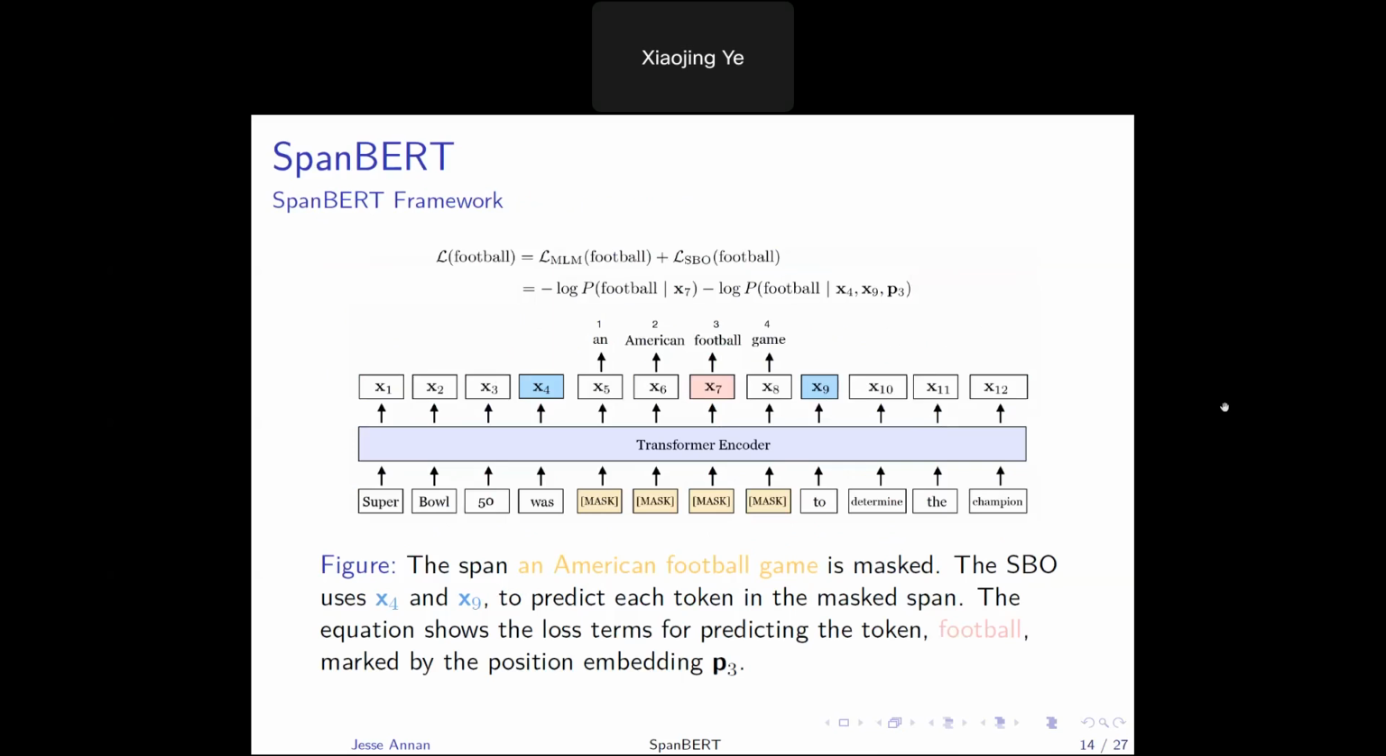So this is a BERT architecture. If you take this simple sentence, it masks "an American football game", right? And it takes the transformer encoding information from the two end words, and it does it like this. So this is the words.